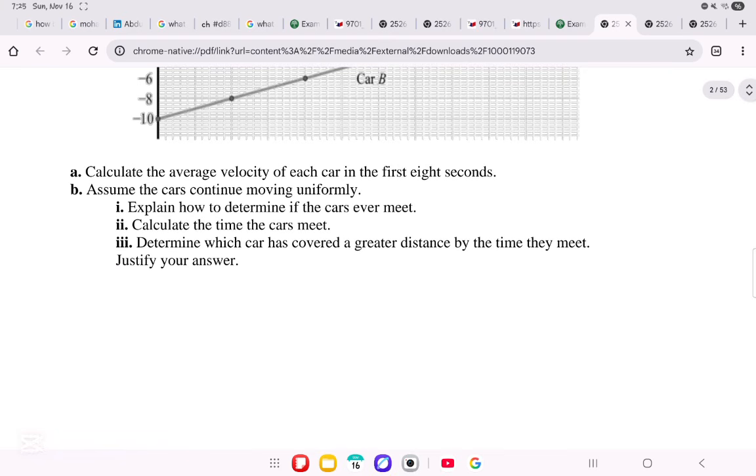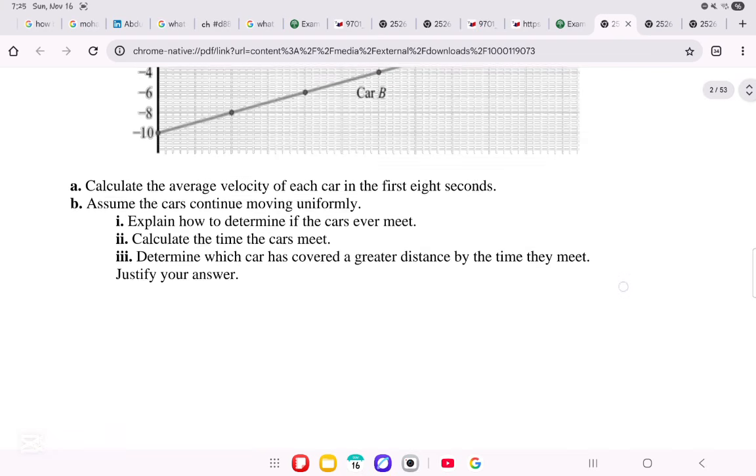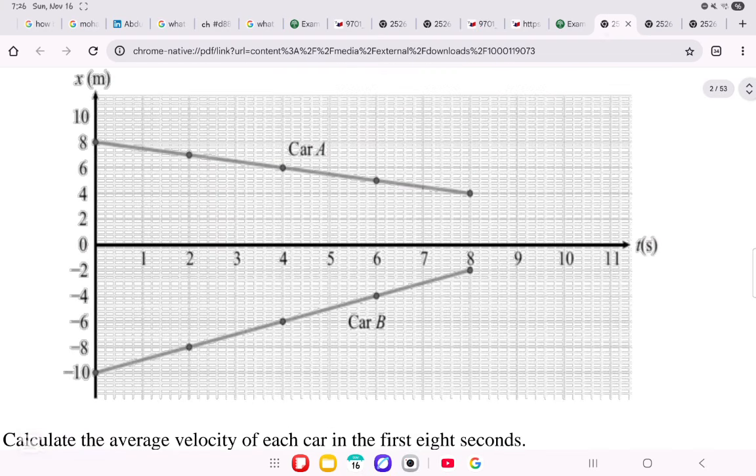Part 3. Determine which car has covered a greater distance by the time they meet. Justify your answer. Okay, so here it's more about looking at it initially. They will both meet at the same time, right? So instead of comparing how much distance they travel during this time, you can compare this already same time that's given to us in the graph. Here, car A, how much did it travel?